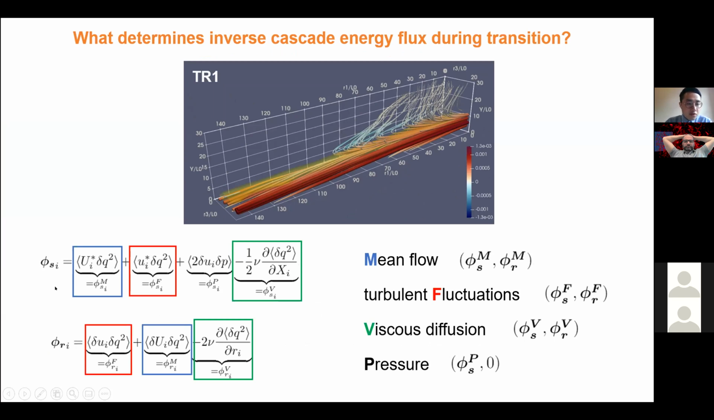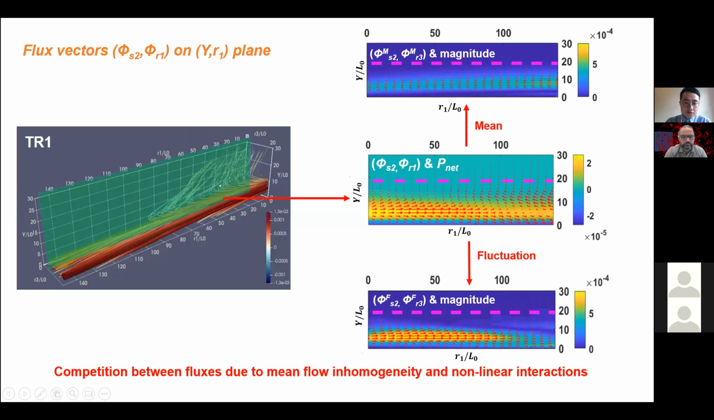So we then decompose the energy flux vector in the physical space and scale space into 4 pairs. They are due to the mean flow, the fluctuations, pressure, and the viscous diffusion, denoted by the superscripts M, F, P, and V. And this decomposed energy flux is projected on a 2-dimensional plane. This is done by selecting a section from the 3D domain, and this plane is right across the net production peak.